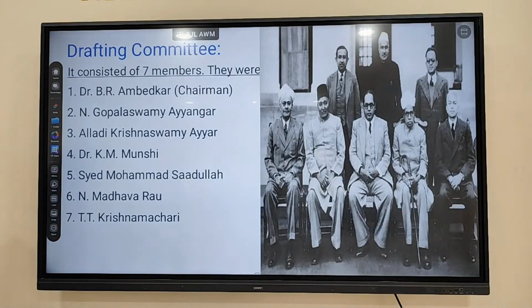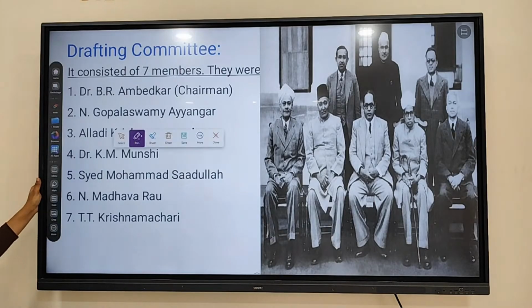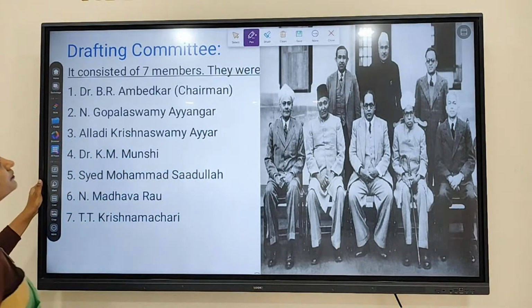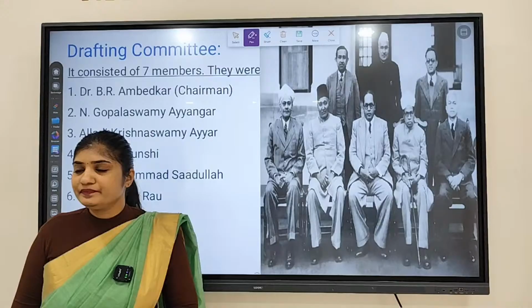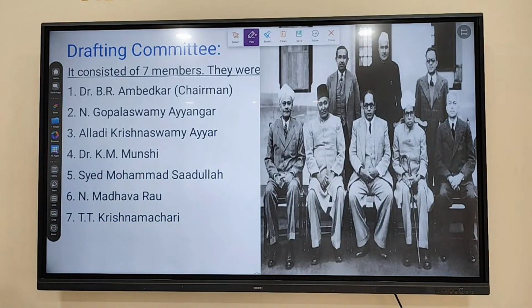Yes, the next one is drafting committee. Concentrate here. What is meant by drafting? Drafting means it's like a blueprint. Okay. It is a preliminary report. It is not a final report. Okay. For making the constitution, firstly we need a blueprint.